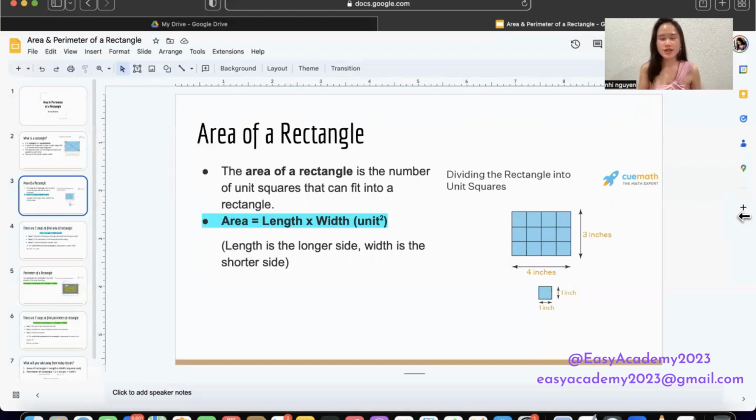So we come up with the formula: area of rectangle is equal to length times width. Length is the longer side, width is the shorter side. And remember, the unit of area is unit to the power of 2, or in other words, a square unit.